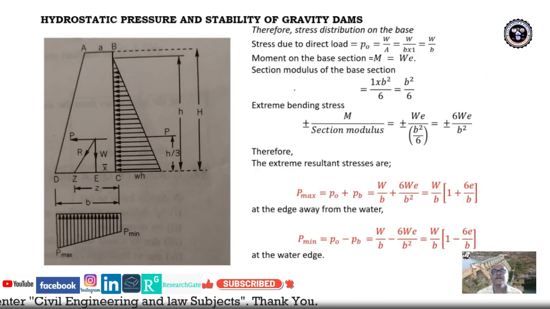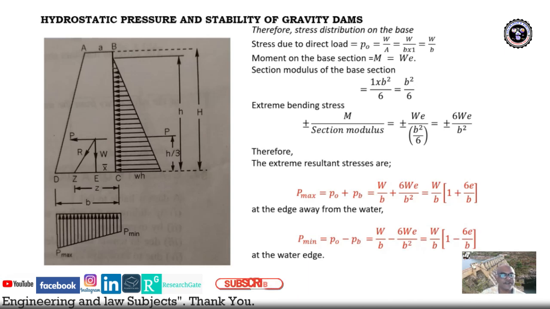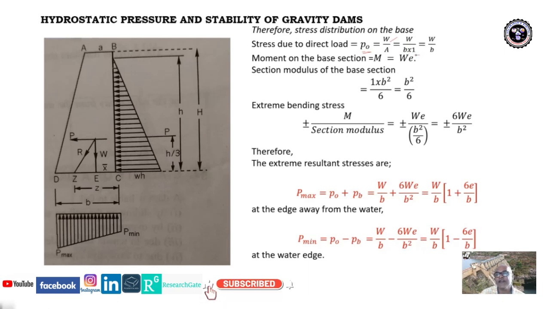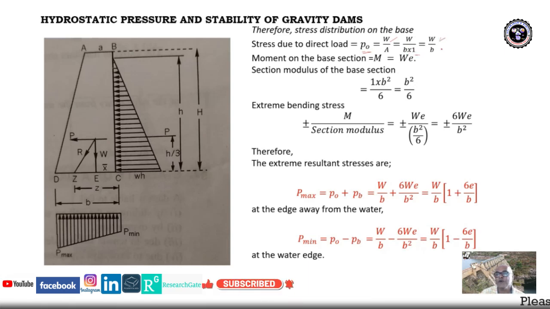Then the stress distribution on the base, this side CD. First of all we will calculate the direct stress. Direct stress is equal to F upon A, or W upon A as usual. So A is B into 1, because we are considering unit length here. Therefore it is W upon B. So this is the direct stress.